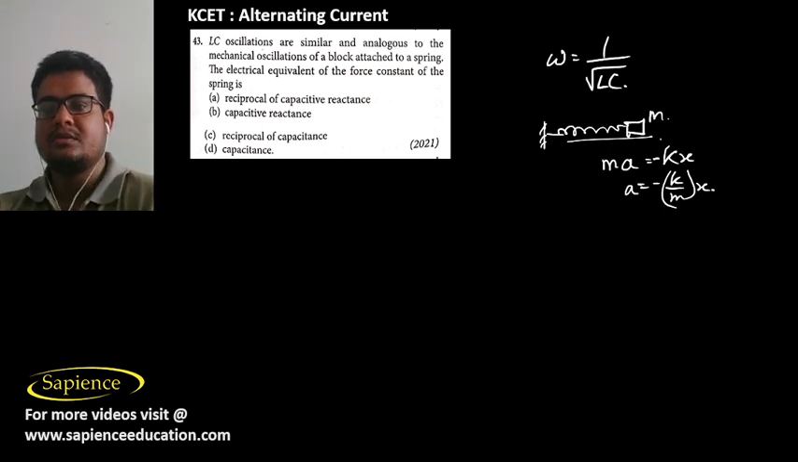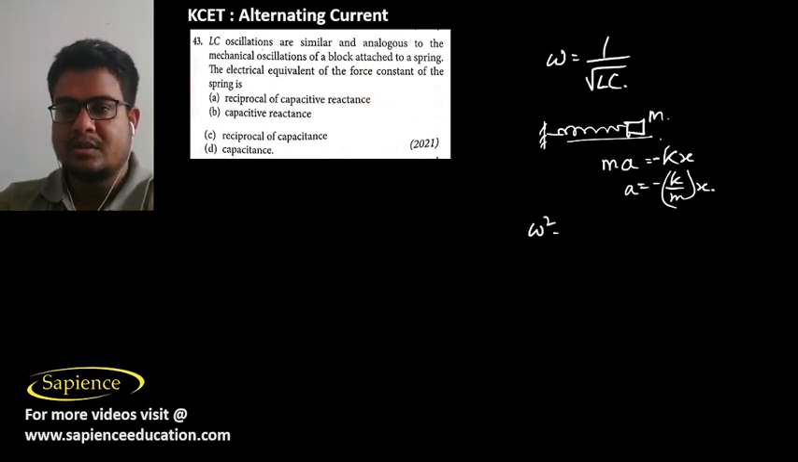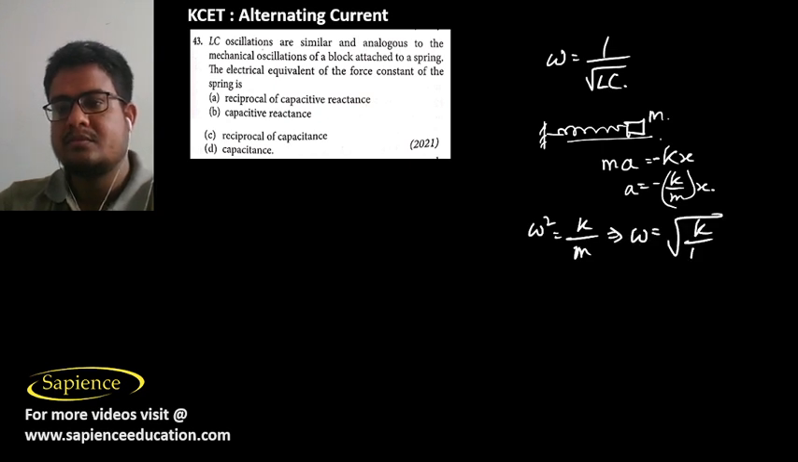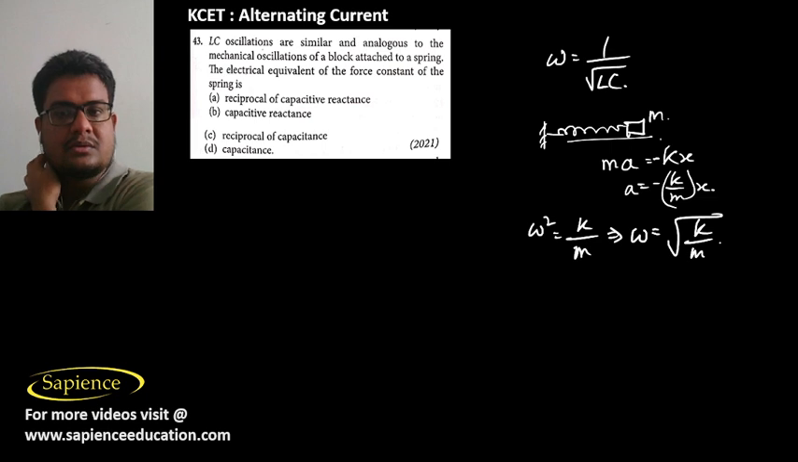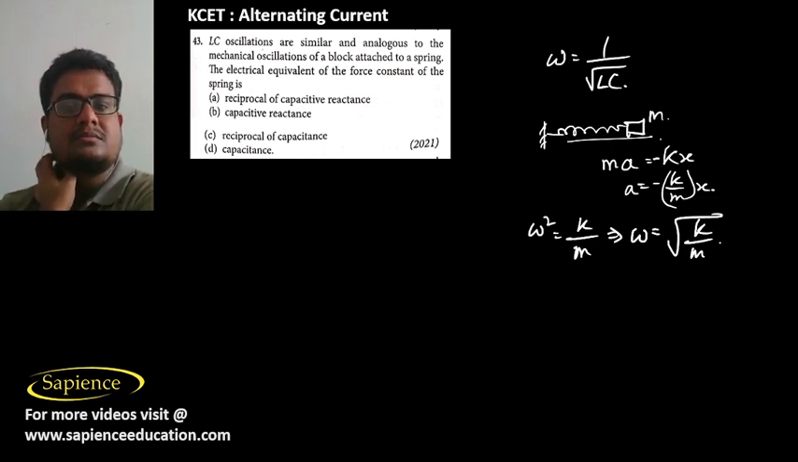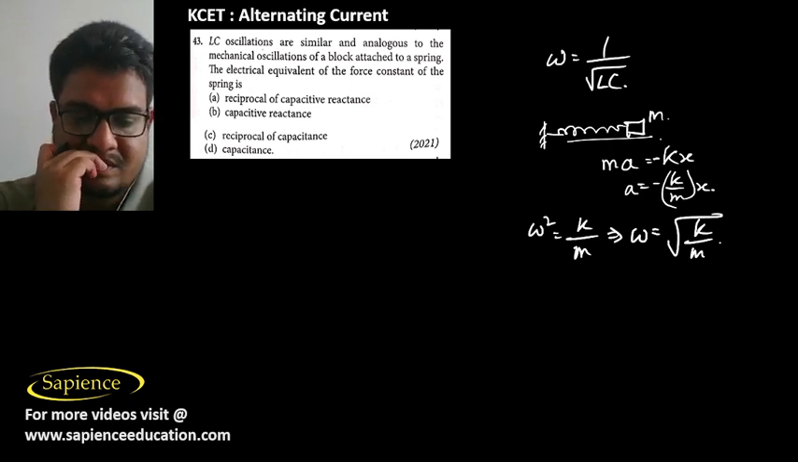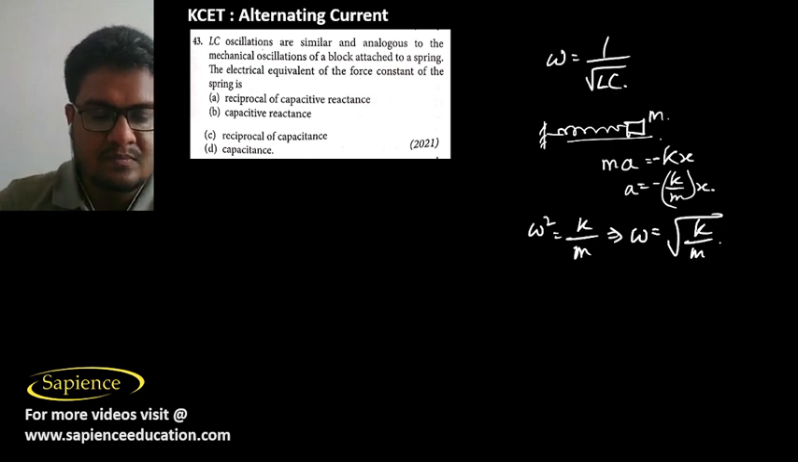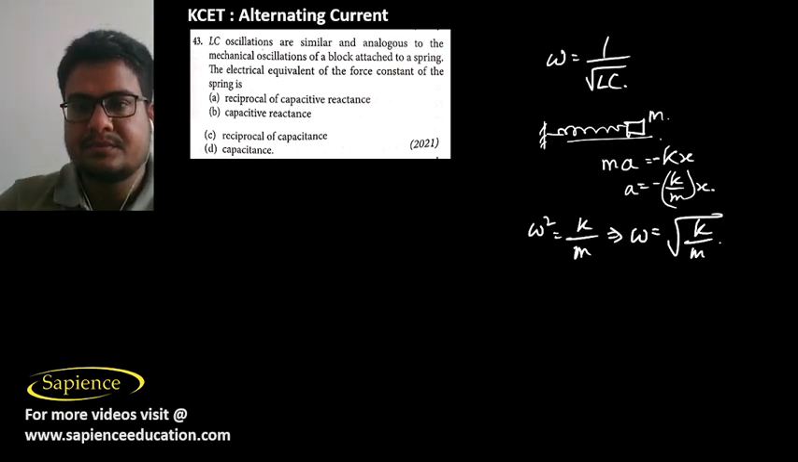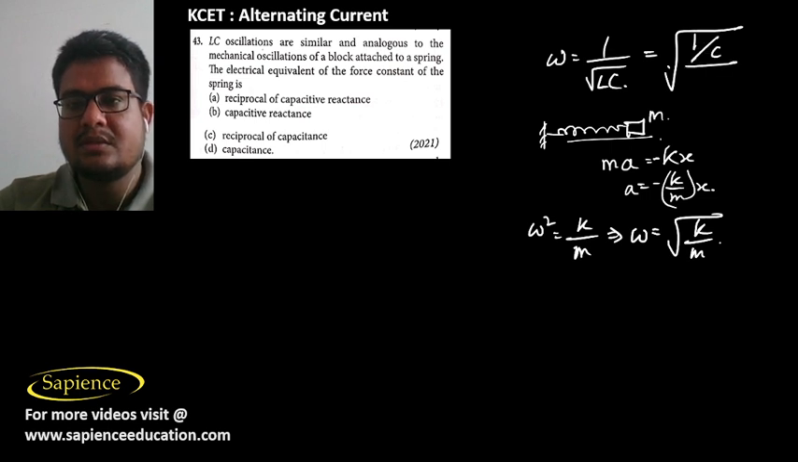So this is omega square. Omega square is k by m. Omega is root over k by m. Here the spring constant... Now for the LC oscillations we can write this as square root of 1 by LC.